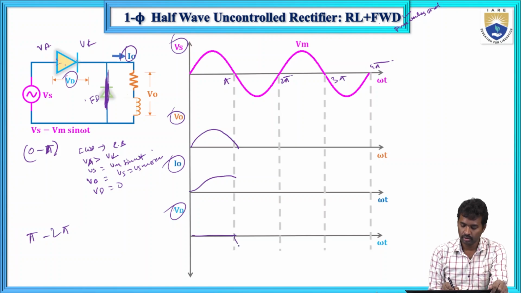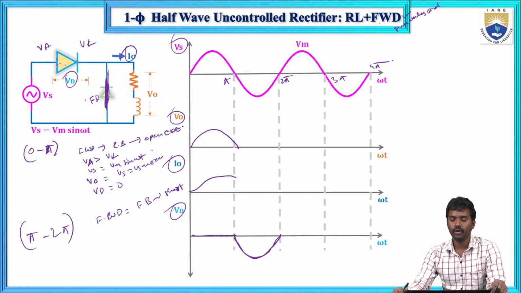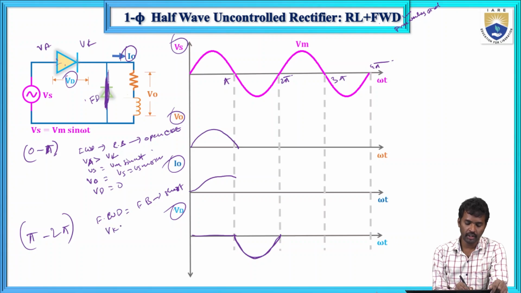Vd equals Vs. Now in this case, the freewheeling diode is in forward bias, so it acts as a short circuit. The other one acts as an open circuit. Va is less than Vk, and Vs equals Vm sin omega t only, and the output voltage equals 0. So this voltage is 0 from pi to 2 pi.